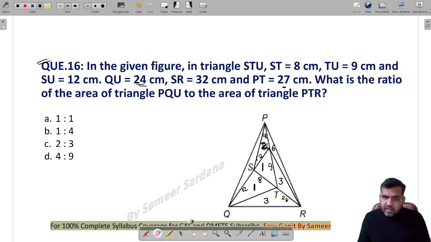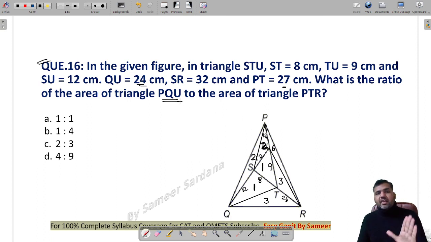Similarly now, look at these two triangles, the triangle PSU and the triangle PQS. Now this is the base of 12, this is the base of 12. On the base of 12, area is 2. Again, this is also a base of 12, so the area of triangle PSQ will also be equal to 2.